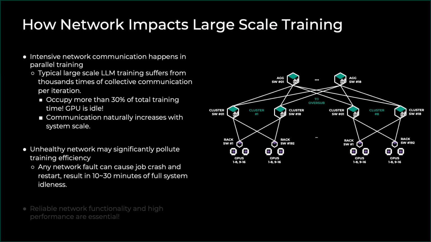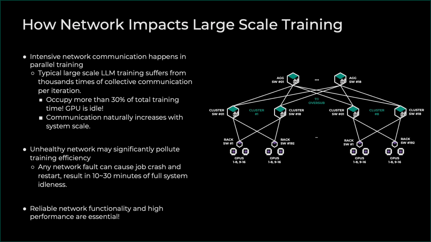Typical large-scale language model training often suffers from thousands of collective communications per iteration. The exposed communication cost may occupy more than 13% of the total training time. During that time, the GPUs are completely idle. Moreover, the communication cost further increases with system scale. We need to pay a lot of attention to keep the network at full speed to reduce the exposed communication cost as much as we can.